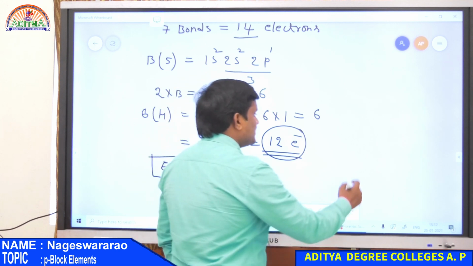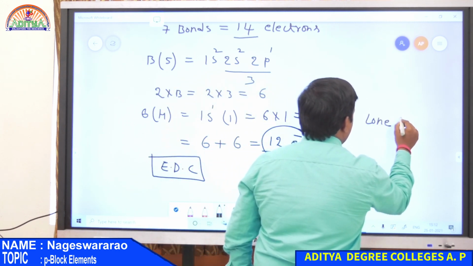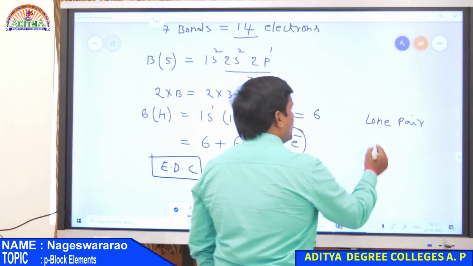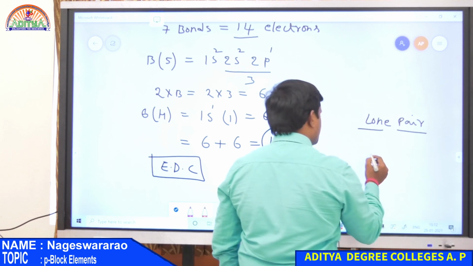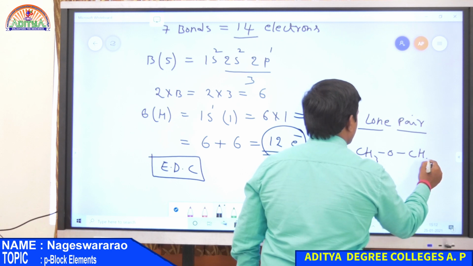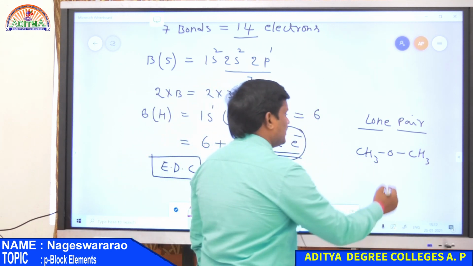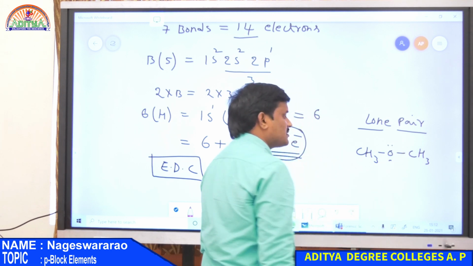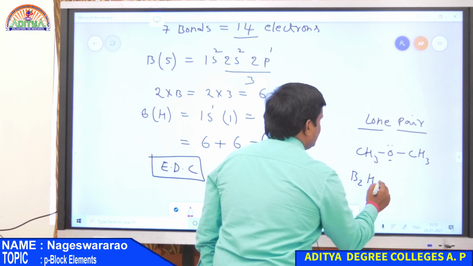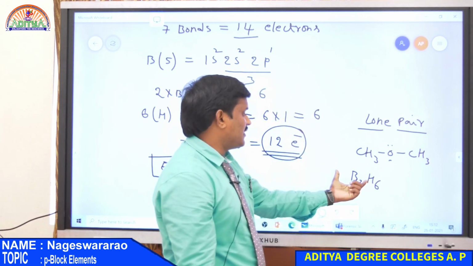That is why it always reacts with compounds having a lone pair of electrons. If, suppose, ether, CH3OCH3, dimethyl ether. So here there exists a lone pair of electrons at the oxygen atom. Hence, diborane easily reacts with ether because it is an electron deficient compound, that is, it has fewer electrons.